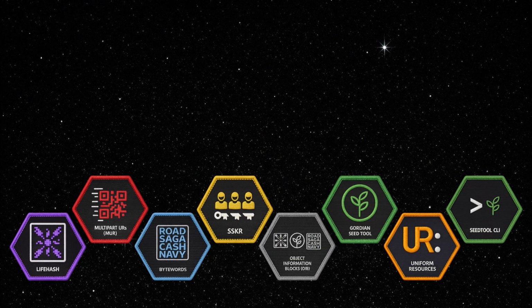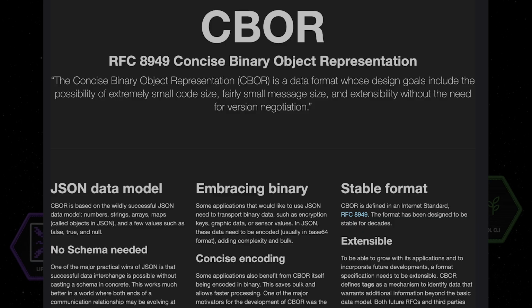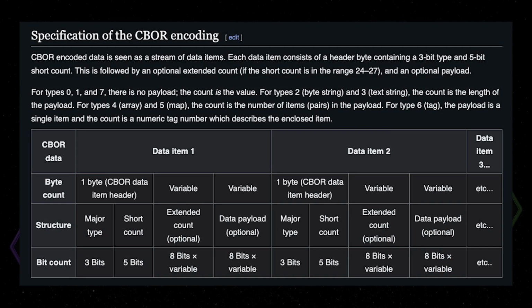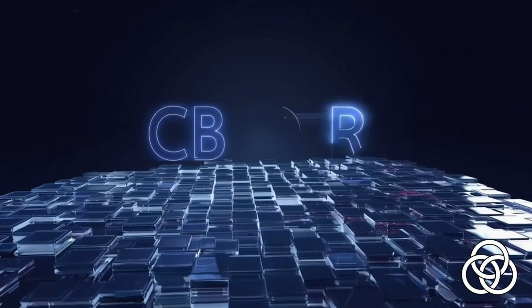Now let's talk about data encoding. You can think of CBOR, concise binary object representation, as basically like binary JSON. Compact, self-describing, good for constrained environments. But standard CBOR has a problem. The same logical data can be encoded multiple ways.